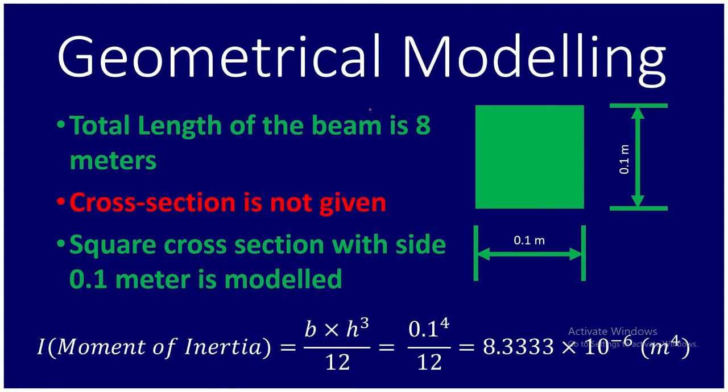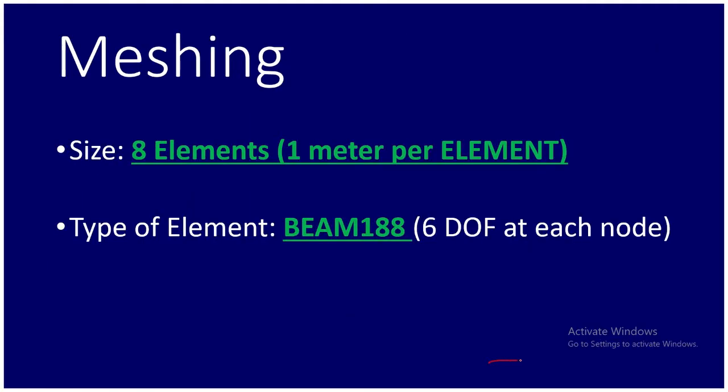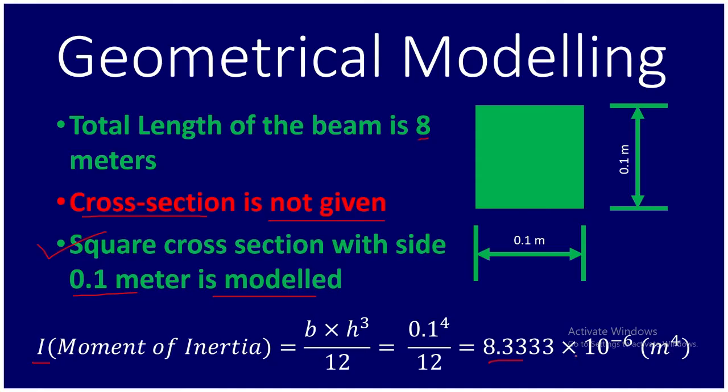Then for geometrical modeling, we are going to consider the total length of the beam, that's 8 meters. The cross section of this beam is not given, so we are going to consider a square cross section with a side of 0.1 meter. So this is how it will look like, a 0.1 meter side square. For this square cross section, the moment of inertia I is b into h cube upon 12. So it comes 0.1 to the power 4 by 12, and the value is 8.3 into 10 raised to power minus 6 meter raised to power 4.